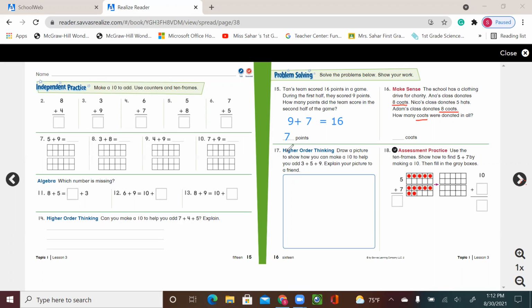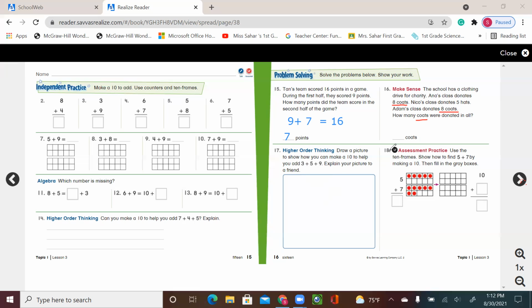Number 17. Draw a picture to show how you can make a 10 to help you add 3 plus 5 plus 9. Explain your picture to a friend. So what we need to do is use 10 frames. You're going to make the 10 frames, and then put 3 plus 5, which is 8, in one 10 frame, and in the second 10 frame, you're going to put the 9. And then after that, you're going to add them together.